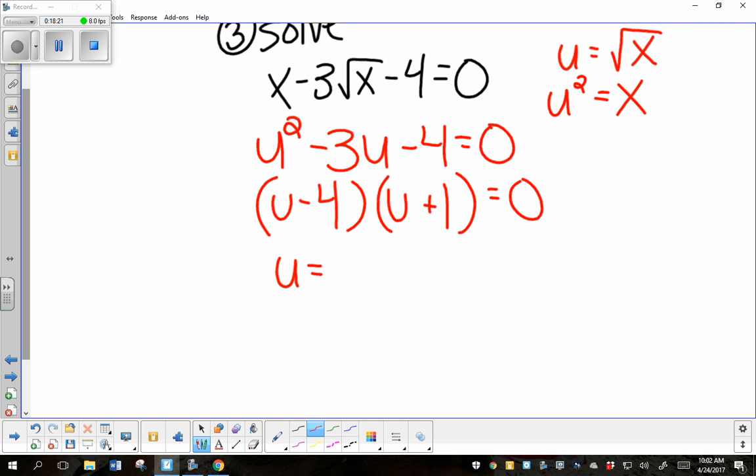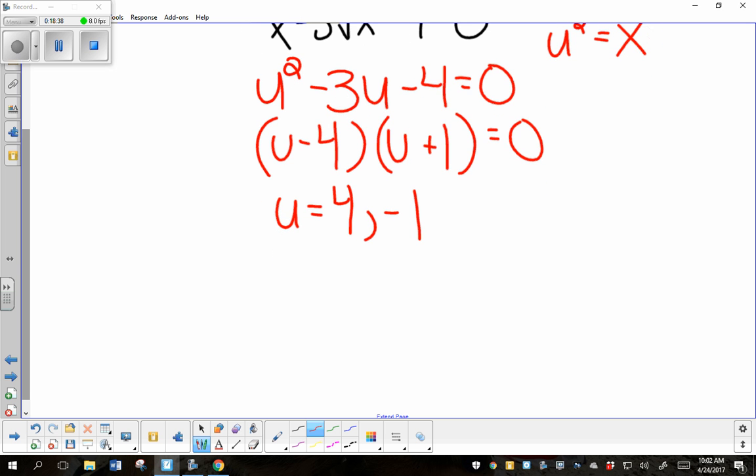So what would u equal from this set of parentheses? 4. Because if I had 4 minus 4, that would be 0, and 0 times anything would get me 0. And what would u be from this set? Negative 1. Good. Now, is that what they wanted me to find? No. They wanted to know what x is.